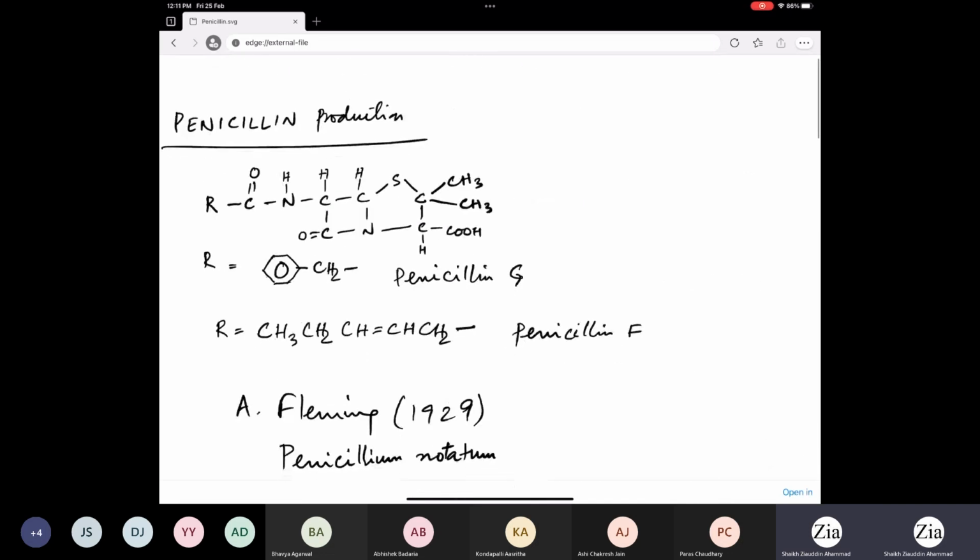And we also showed that in penicillin, this R group can be replaced by a benzene ring, or you can have a straight chain. When you replace this R group, you end up getting different derivatives of penicillin. Penicillin G is one of the common penicillins we use for production, or you can have penicillin O, penicillin F, penicillin H, just by changing this R group.